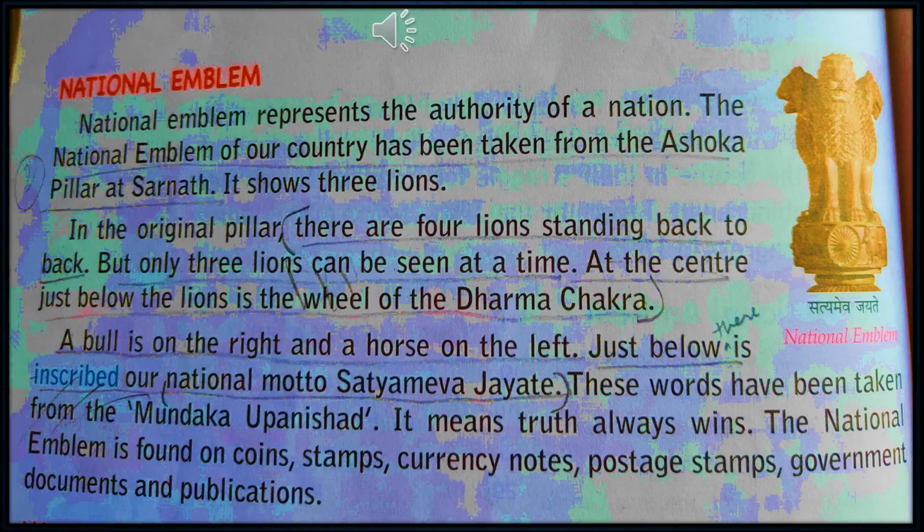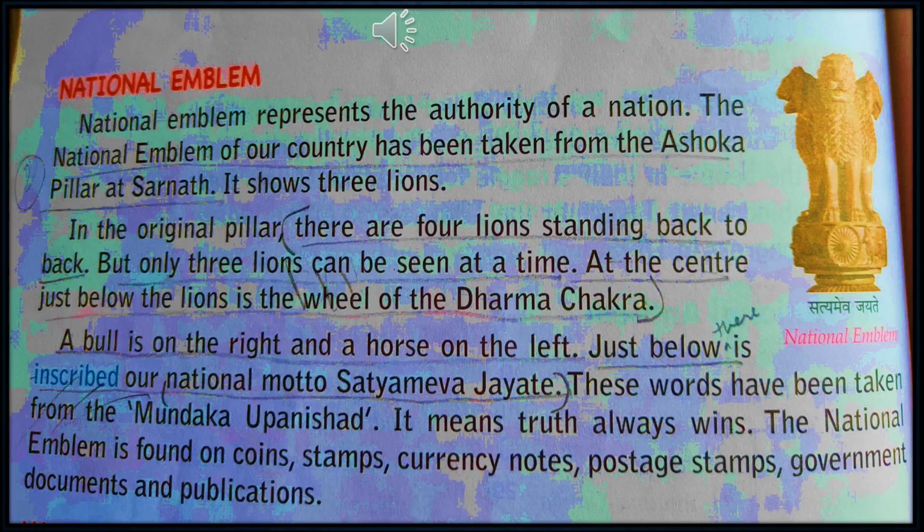Now comes our national emblem. The national emblem represents the authority of a nation, the power of a nation. The national emblem of our country has been taken from the Ashoka pillar at Sarnath. It shows 3 lions standing back to back. In the original pillar, there are 4 lions standing back to back, but only 3 lions can be seen at a time. At the center, just below the lions, is the wheel of the Dharma Chakra. A bull is on the right and a horse on the left.